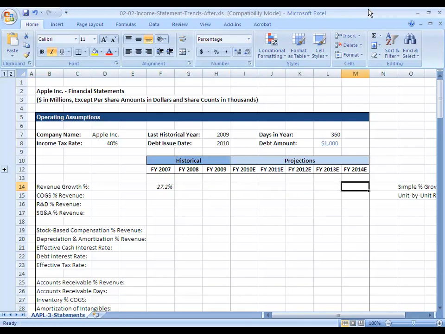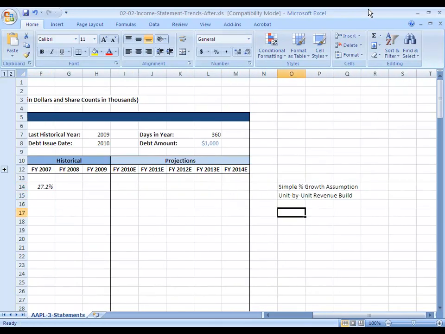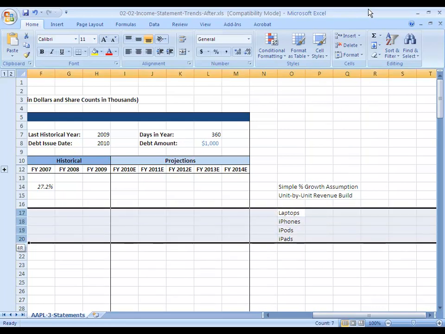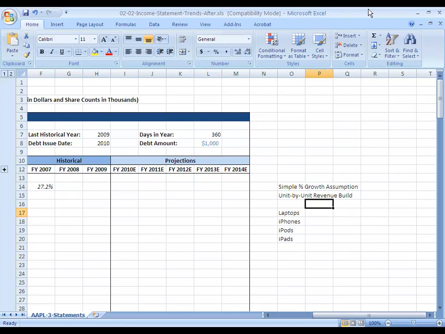Whereas if we have a unit by unit revenue build, in the case of Apple, for example, we would say, okay, they're going to sell X number of laptops, they're going to sell X number of iPhones, iPods, and iPads. We could add in all their other products here. These are just the main ones that I'm focusing on. And then we'd assign a number of units sold to each of these, and then an average price. And we would just multiply these. We take the units sold times the average price and get the dollar amount for each of their different product lines, and then sum everything up, and then that would be our revenue. So that's how you do a unit by unit revenue build.